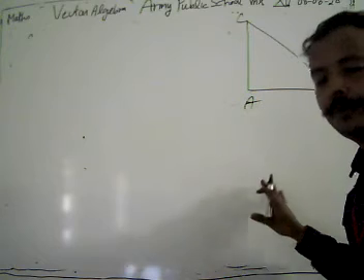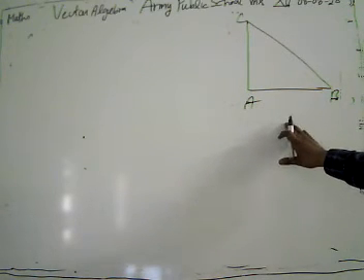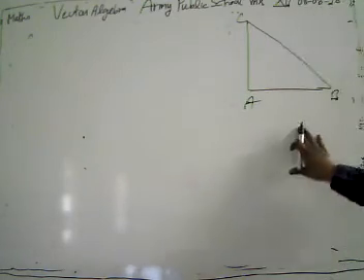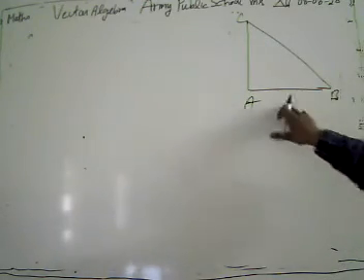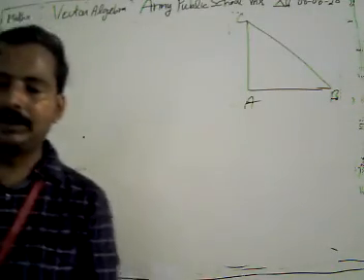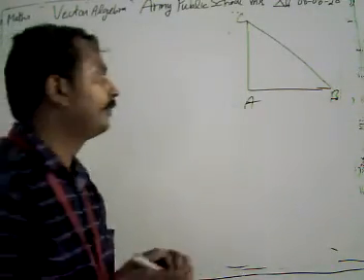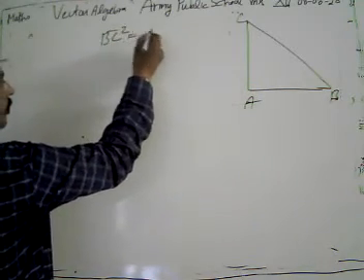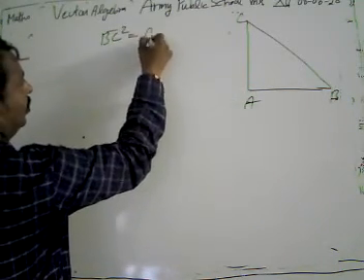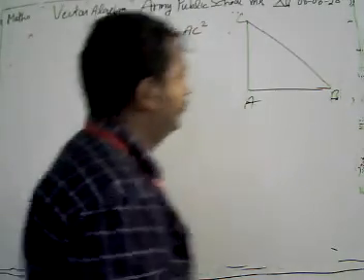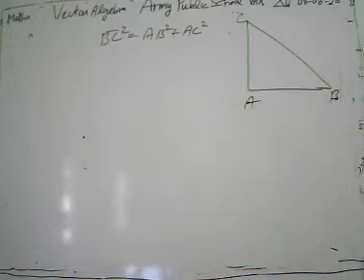Now look, what we have to prove is that the square of the hypotenuse is equal to the sum of the squares of the other two sides. This means we have to use the vector method, which is Pythagoras theorem. Then we have to prove that vector BC square is equal to AB square plus AC square.